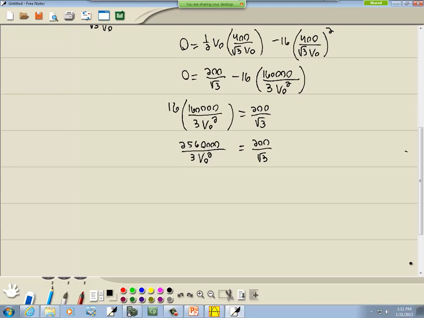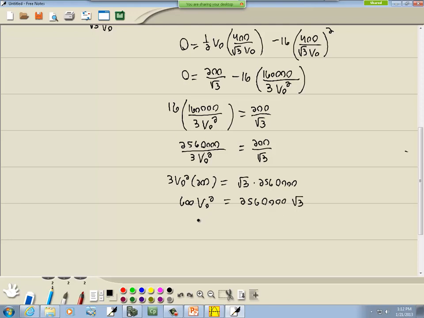Divide that by 3. Doesn't go into it evenly. Okay. I'm going to cross multiply. So I'll take 3 v naught squared times 200 equals square root of 3 times 256, or that is 2,560,000. Okay. So then this gives us 600 v naught squared. 6, 1, 2, 3, 4, square root of 3.